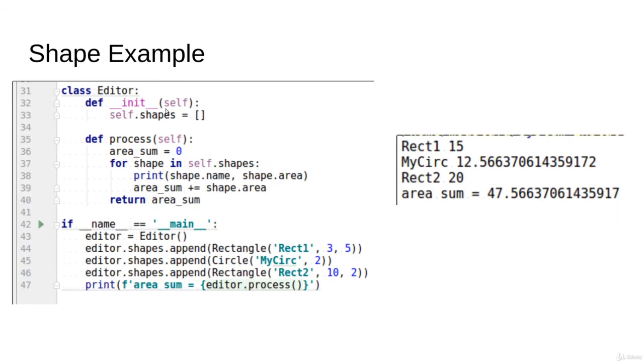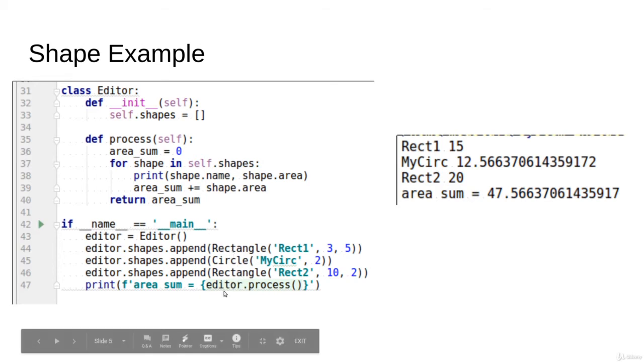Now let's say that we have a class that is some editor of different shapes. It has a list of shapes, and the process function is going to print the shape name and the shape area, and accumulate all the shape areas we have. Now in the editor we append a rectangle, another circle, another rectangle, and we can now call editor.process.